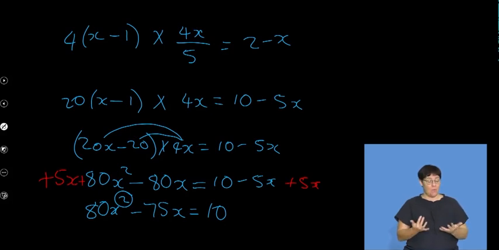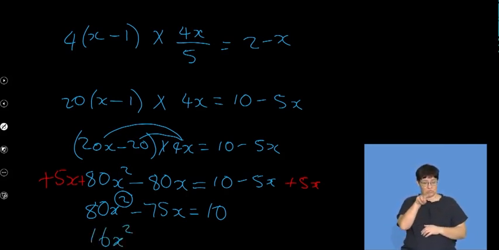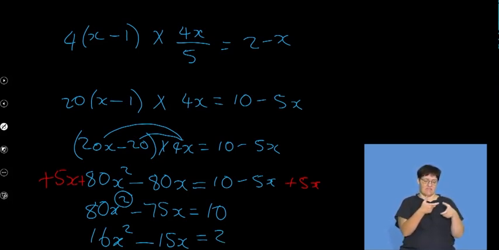And to do that, I will divide everything by 5 because that is my highest common factor here. If I divide the 80 by 5, what is my 80 divided by 5 now? It will therefore give me 16x squared minus 15x equals 2. And then you can start factorizing, if you are able to factorize this, right? But I'm just going to leave it here.